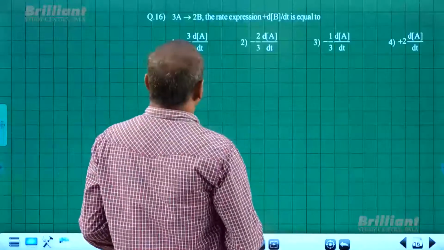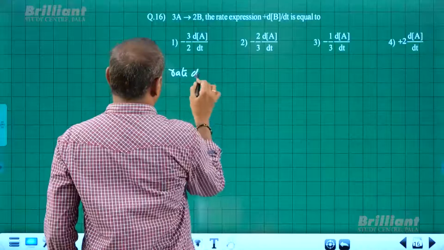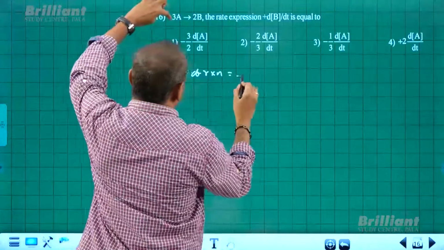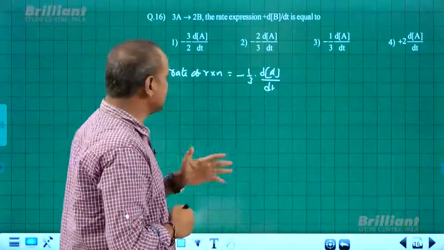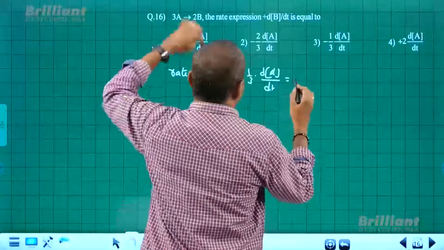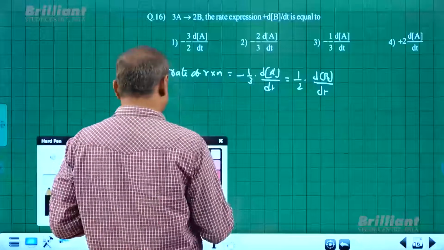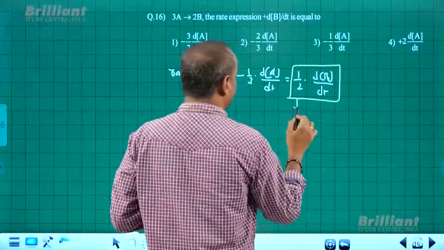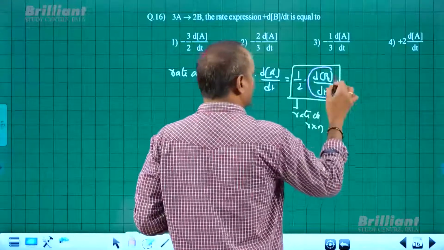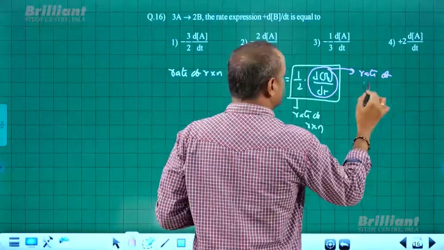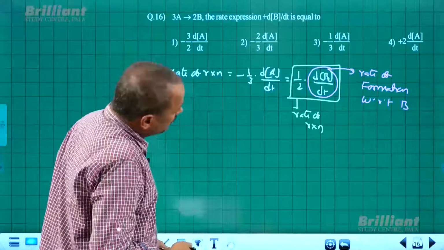Answer 2. Next question: 3A gives 2B, rate expressed for dB. First, rate of reaction is equal to minus 1 by 3 dA by dt, where minus indicates disappearance of reactants, decrease in concentration of reactants, which is equal to plus 1 by 2 dB by dt, rate of formation of products. So the total value is called rate of reaction, but only this value is called rate of formation with respect to B. Now the question given is the rate of formation of B.